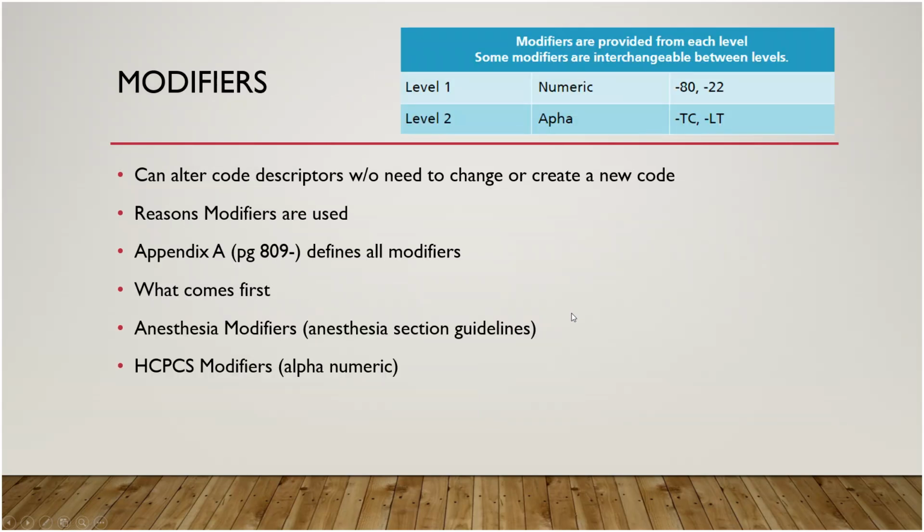All right, modifiers. With our modifiers, you have modifiers that are numeric, alpha, and alphanumeric, depending on what you're looking at. The purpose of our modifiers is to alter the code descriptors without actually changing the code entirely. So you don't have to change it and you don't have to create a new one. We just modify it based on, was it increased? Was it reduced? Are we repeating something? It lets the carrier know that there's something different about the code than what is normally done. We have the reason modifiers are used.